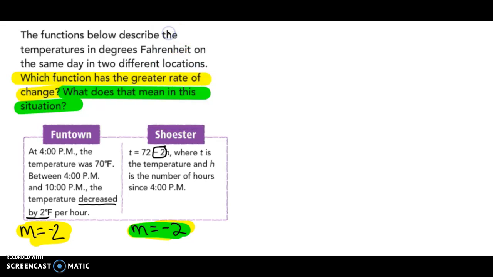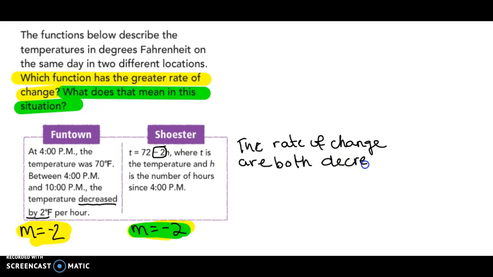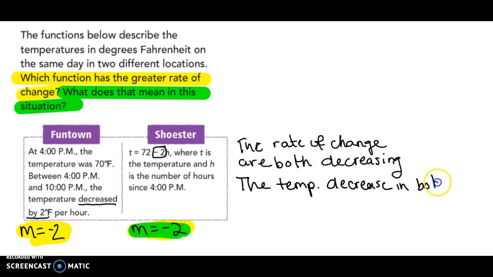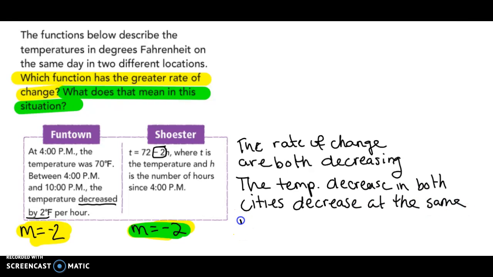Well, we can't really say which one is greater. We can say that the rates of change are both decreasing, which means in this situation, the temperatures in both cities decrease at the same rate.